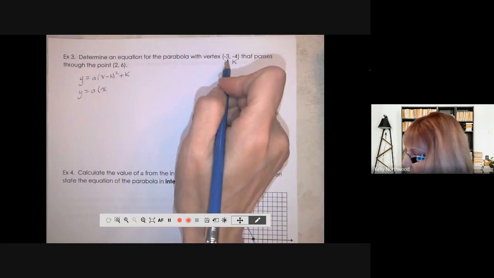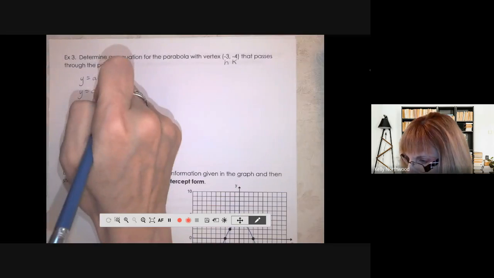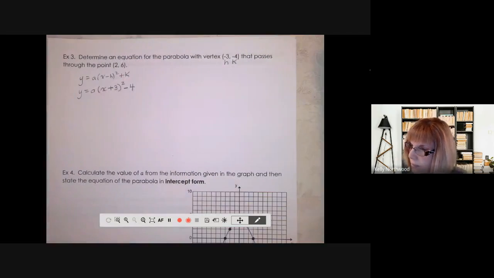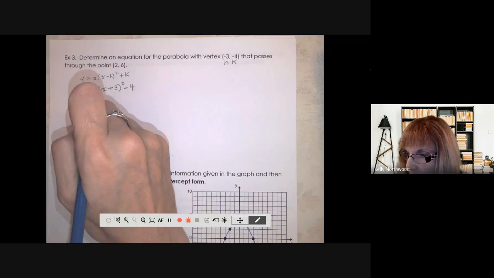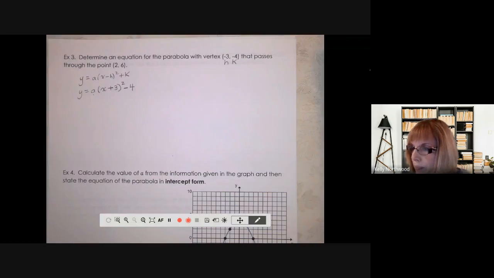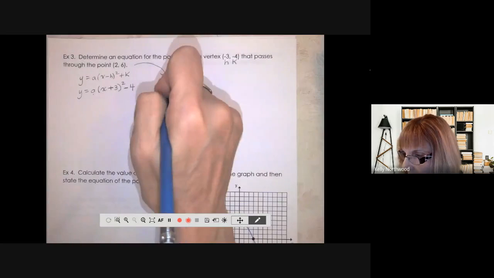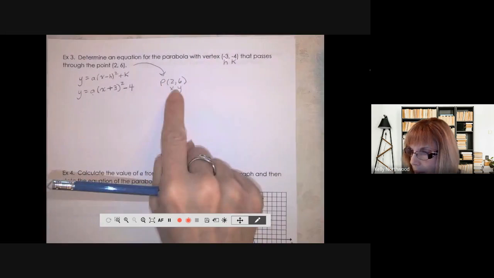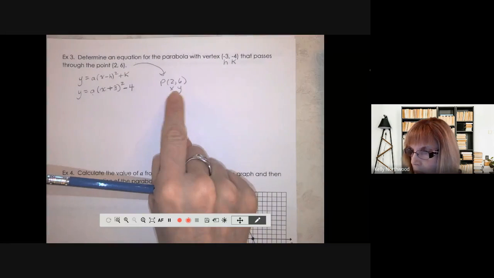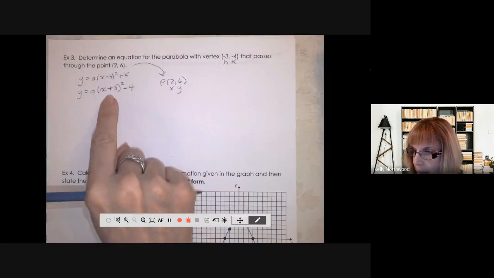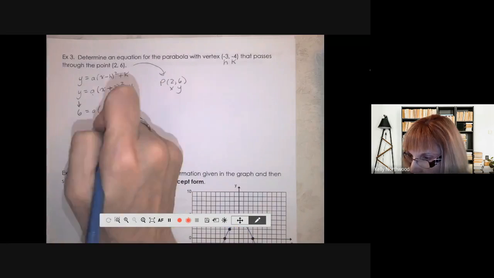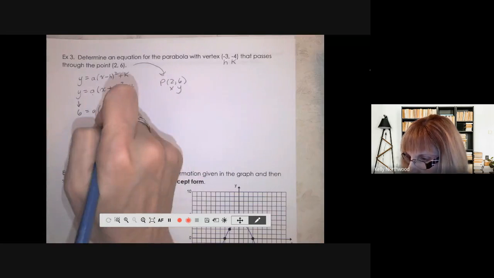So X minus -3 is going to be X plus 3. And don't forget the squared. So A is what we don't know in order to have our whole vertex form. So we take our point. And this point's on the parabola, so it means when X is 2, your Y value is going to be 6 on this parabola. So we can use that information. Just make sure you put X and Y in the right spots.